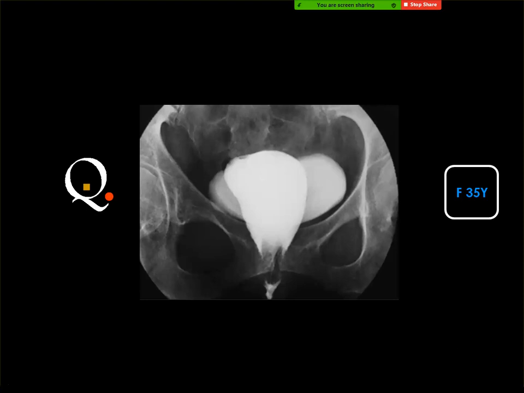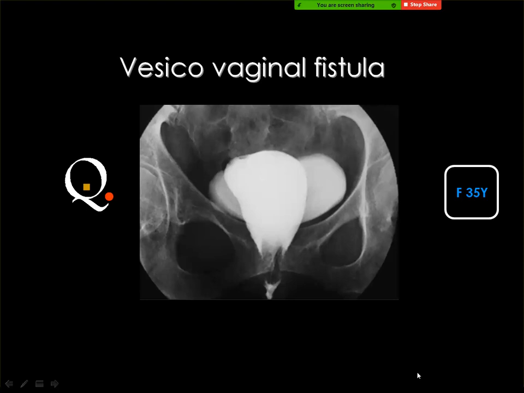And the answer was a fistula between the urinary bladder and the vagina. And you see, this is the urinary bladder on the back, or let us say so. And this is the distended vagina with contrast material. And this is, of course, not the urinary bladder.